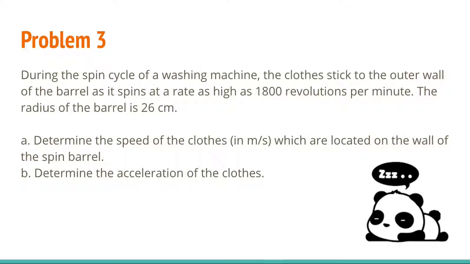We have our problem 3. During the spin cycle of a washing machine, the clothes stick to the outer wall of the barrel as it spins at a rate of 1,800 revolutions per minute. The radius of the barrel is 26 centimeters. Determine the speed of the clothes which are located on the outer wall of the spin barrel, and determine the acceleration of the clothes. Remember, we need to turn that revolutions per minute into a period, so we're able to use that in the equation. We need to remember to turn that centimeters into meters to be able to use that 26 within our equation.